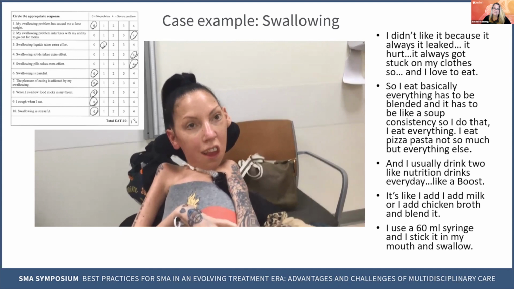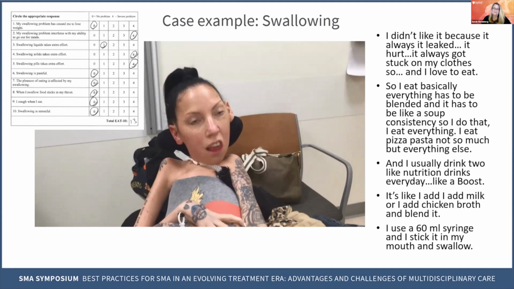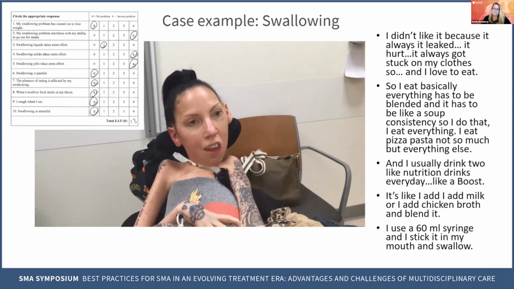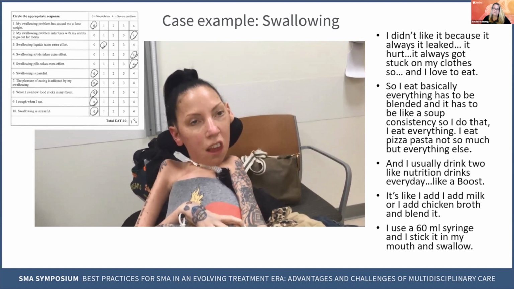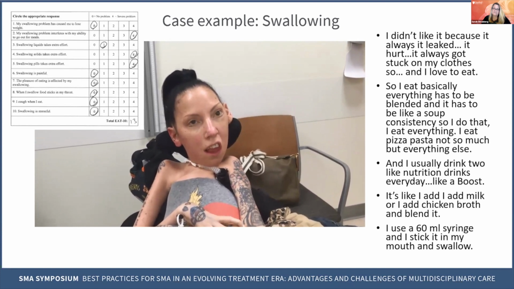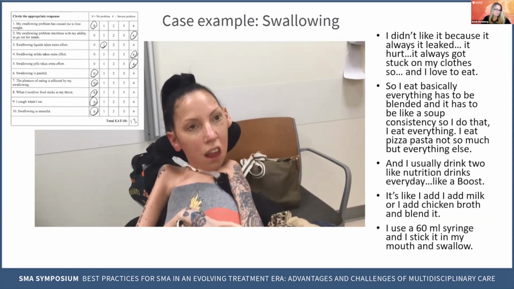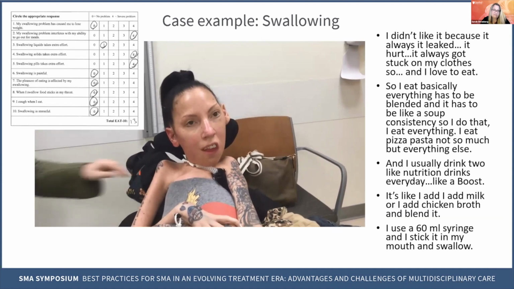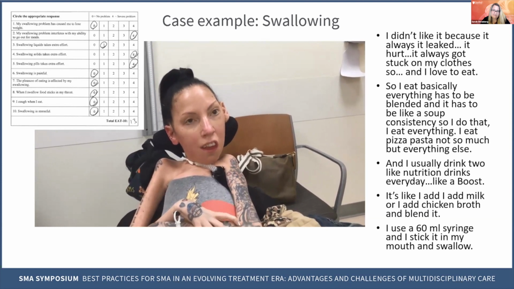Yeah. Okay. So is the pizza blended so that it's the same texture as like a soup? Yeah. So it's not a liquid, but it's not even a puree. I add milk, I add chicken broth, and I blend it. Milk and chicken broth? And we strain it. And strain it. Perfect. Okay. And so you have feeding assistance. Yeah. How do you take it into your mouth? I use a 60 milliliter syringe, and I put it in my mouth and swallow. Okay.